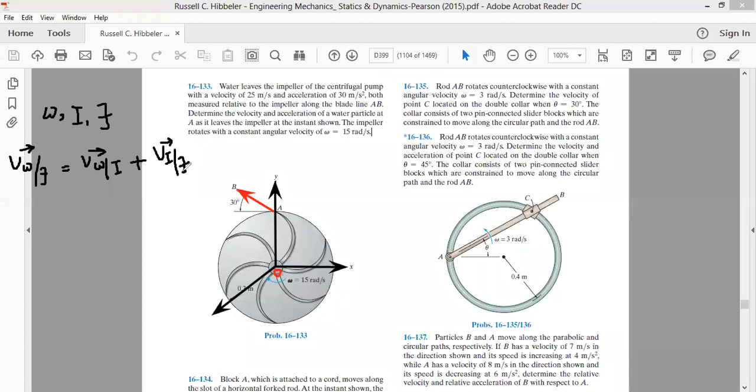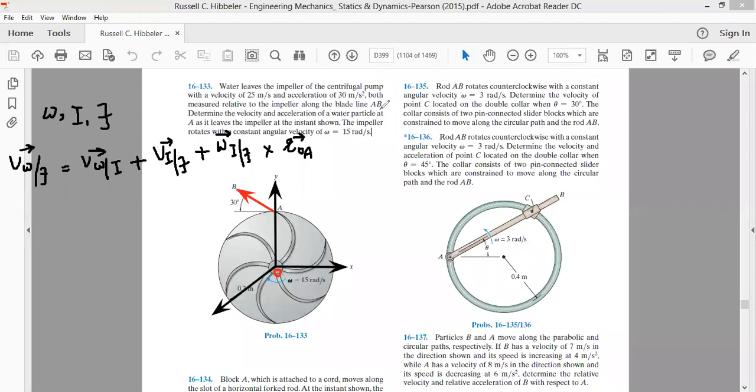Okay, this is what we write, and plus the angular velocity of the impeller frame of reference with respect to the ground frame of reference, its cross product with the radius vector drawn from the ground frame of reference to the point which is under observation. That is, we are measuring velocity at point A, so it will be from O to A. This is our velocity equation.